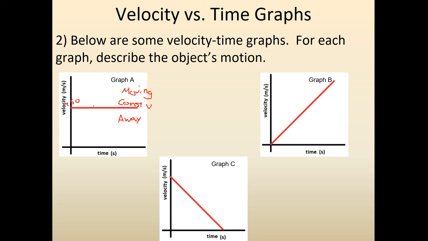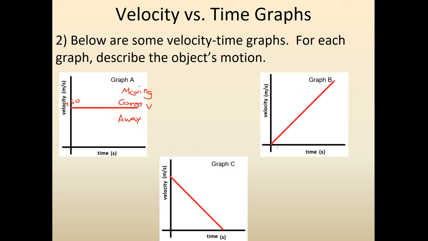So going back to what I said before, the displacement graph that looked like this represented an object that wasn't moving at all. Because again, no change in the displacement, all that meant was that your position didn't change. Here, now we're saying our velocity isn't changing. So we're still moving, we're just moving without changing our velocity.